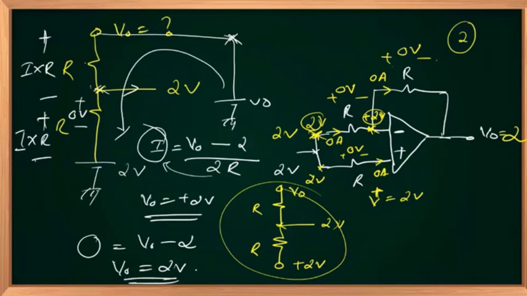Then if I am adding IR with 2, I should get this 2 volts. So this is 2 IR. So I should be 0. To make I equal to 0 here, V out should be equal to how much? 2. So I got it as 2 volts.